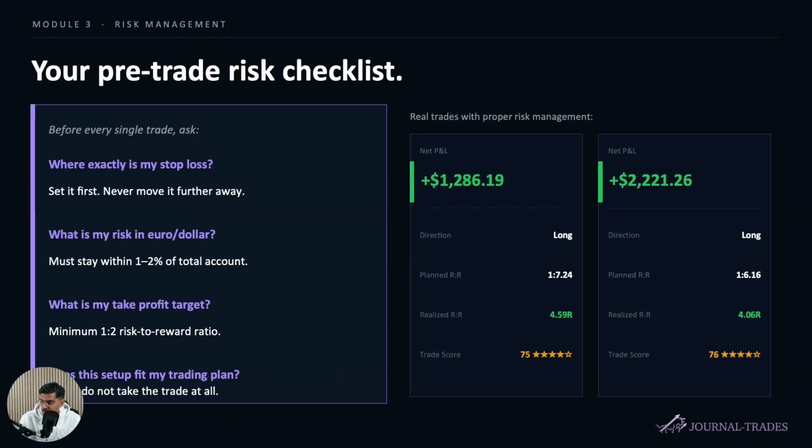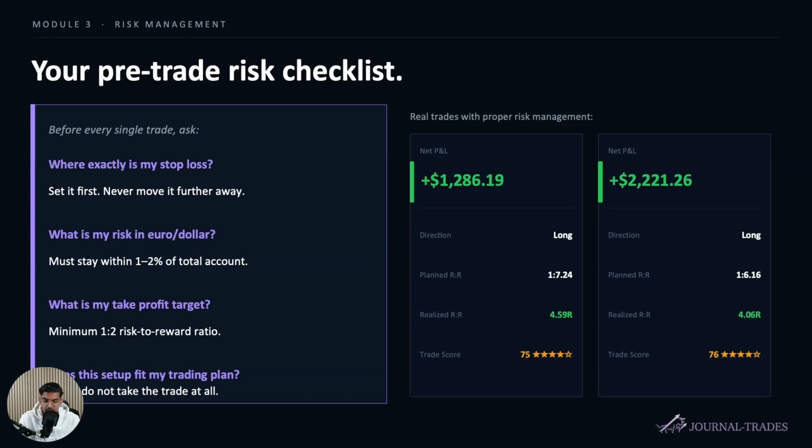Then, moving to the last slide of this module, you need to have a pre-trade checklist. Before you enter any trade, you need to go through a checklist. Before every single trade, you need to ask yourself these questions. Where exactly is my stop loss? What is my risk in euros and dollars? What is my risk in percentage? What is my take profit target? And does this setup fit my trading plan?